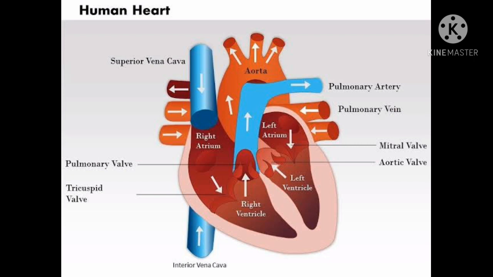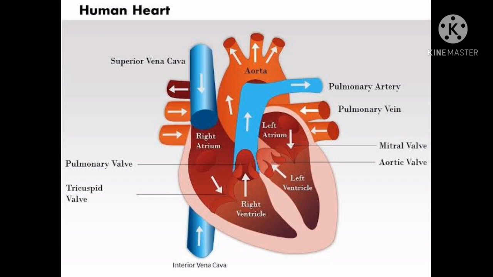Now see, whatever the deoxygenated blood is collected in right ventricle, what happens? It will be transferred to the pulmonary artery with the help of what? Pulmonary valve. It is also known as the semi-lunar valve. Semi, half, lunar, moon-like, half moon-like structure. So the deoxygenated blood is pumped into the pulmonary artery with the help of pulmonary valve. Now see, this deoxygenated blood will be transferred from pulmonary artery to the lungs for the purification. Lung is the very important part where the purification of blood is going to happen.